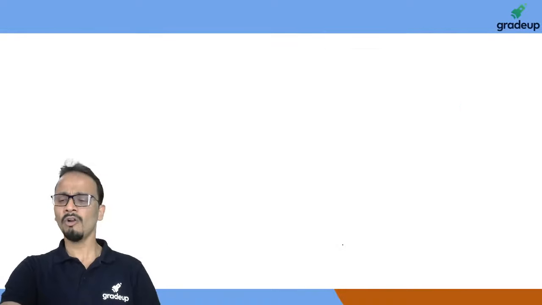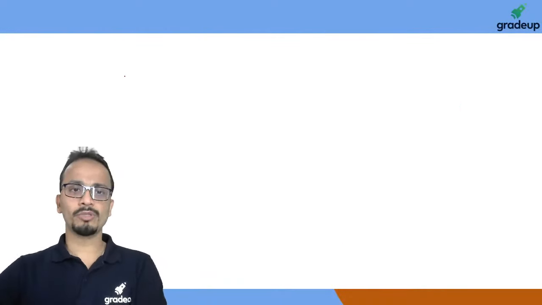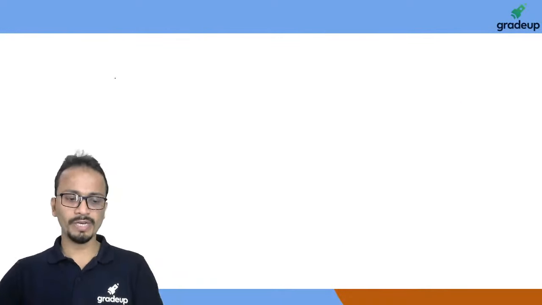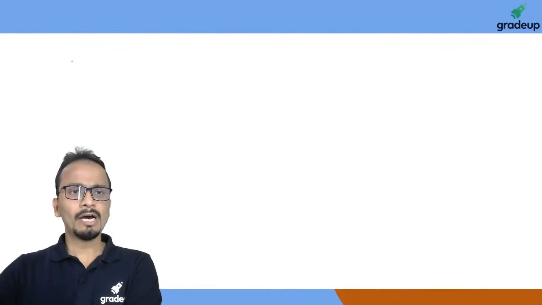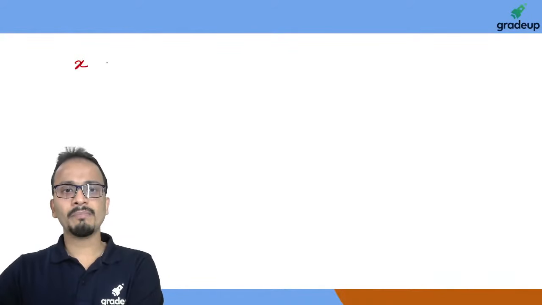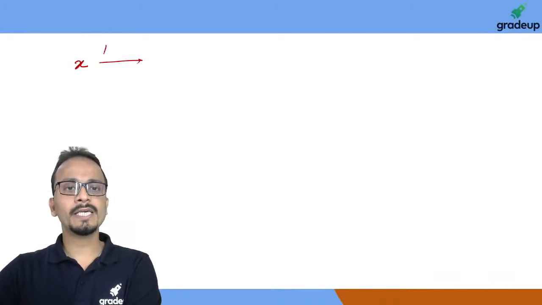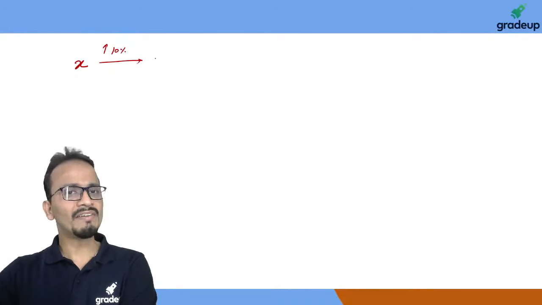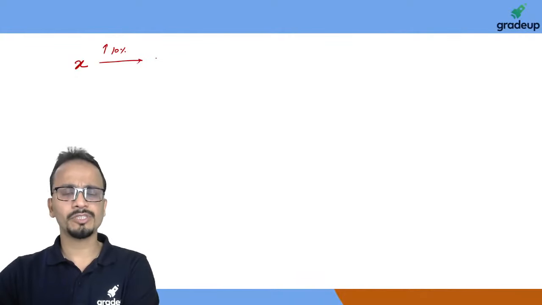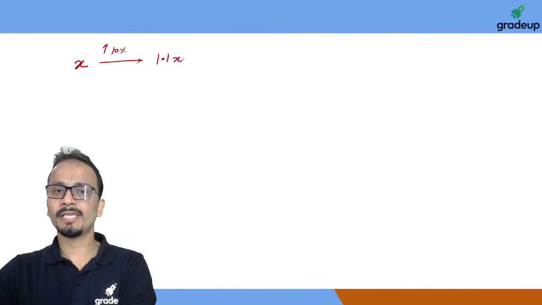Now let's have a look at one more thing. Let's move ahead. Now the question says that a number X is increased by 10 percentage. So after an increase of 10%, I can say that the final value will be 1.1x.